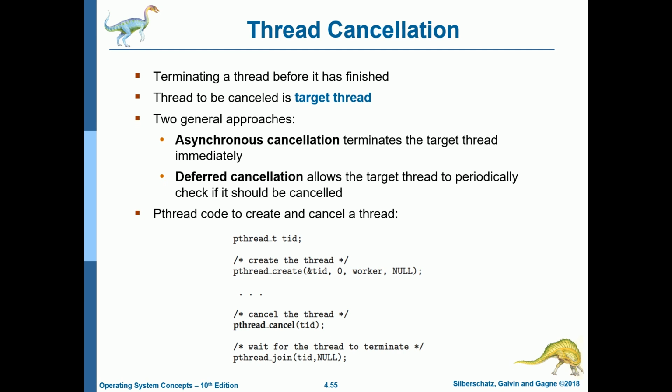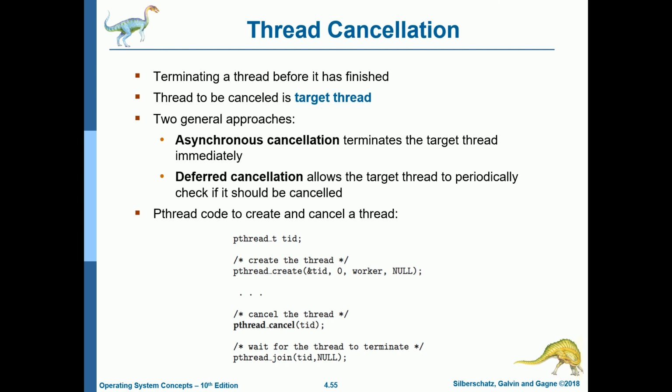Now another issue is, how do we cancel threads? Thread cancellation involves terminating a thread before it has completed. For example, if multiple threads are concurrently searching through a database and one of those threads returns the result, the remaining threads might be canceled. Another situation might occur when a user presses a button on a web browser that stops a web page from loading any further.